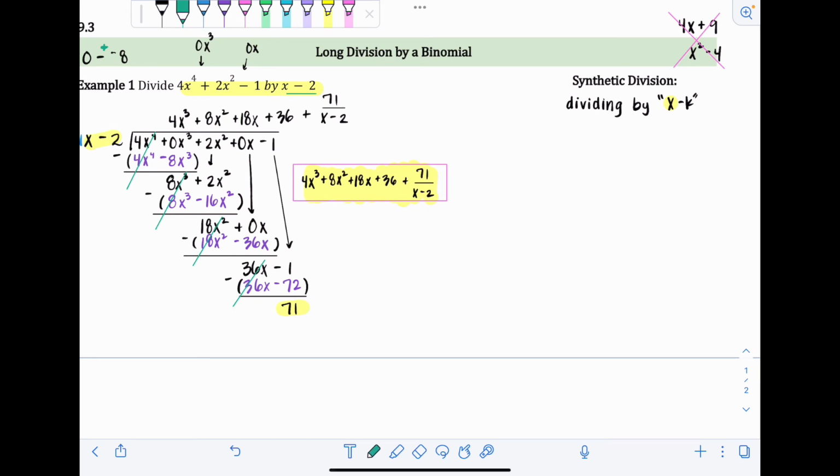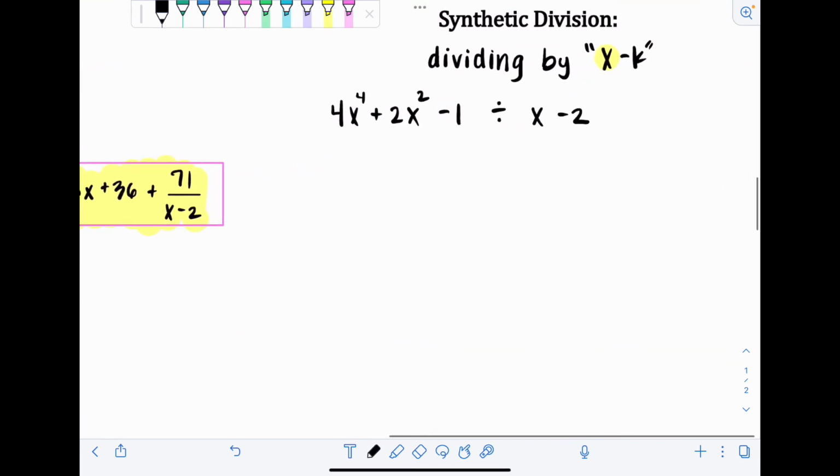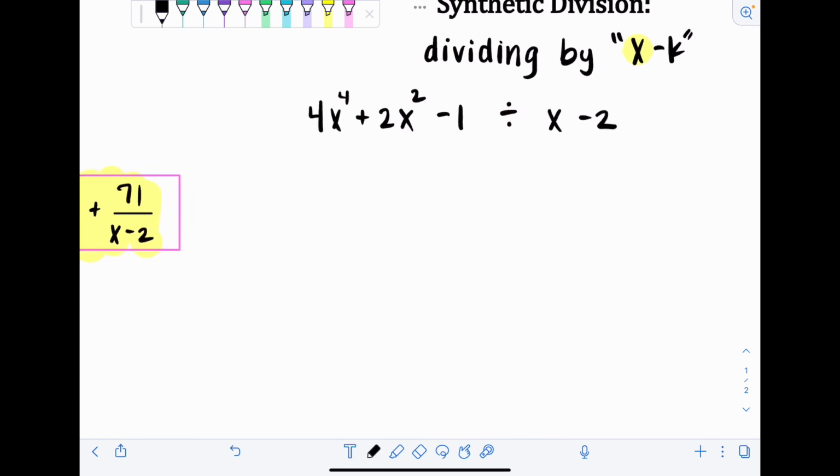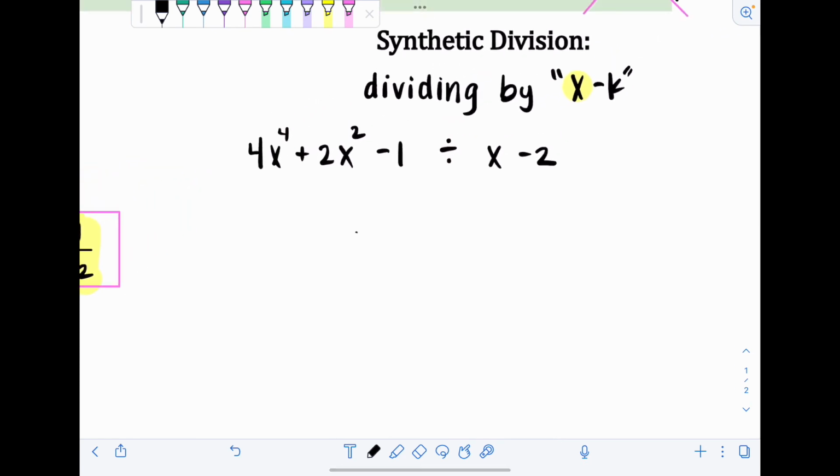So that is definitely in the form x minus k. So I'm just going to rewrite this over here really quick. So 4x to the fourth plus 2x squared minus 1, and then divided by x minus 2. Okay, so the way that we set up for synthetic is you create this big open box, kind of like an upside down division bar type of thing.